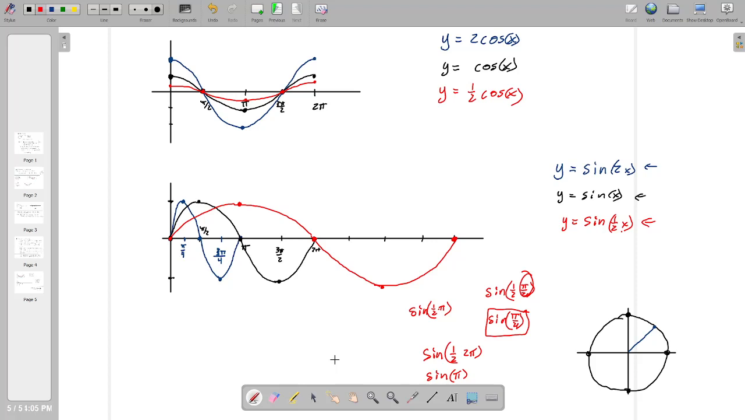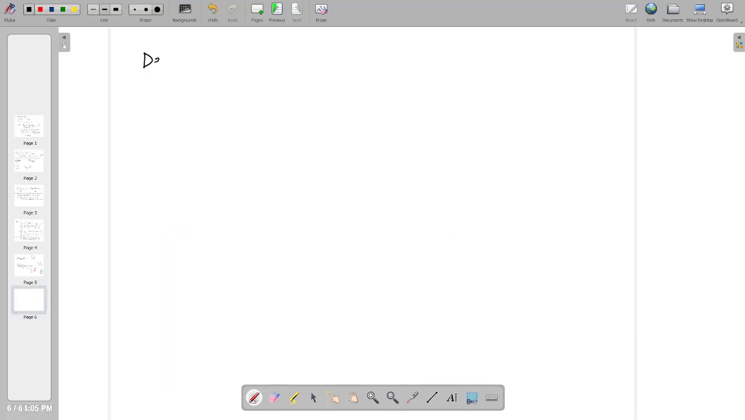Hopefully that helps you with your stretching and shrinking of graphs both vertically and horizontally. I feel like shifting is pretty straightforward. We're going to do an example of that in a bit, but for right now, let's continue with the section and go on to a definition.